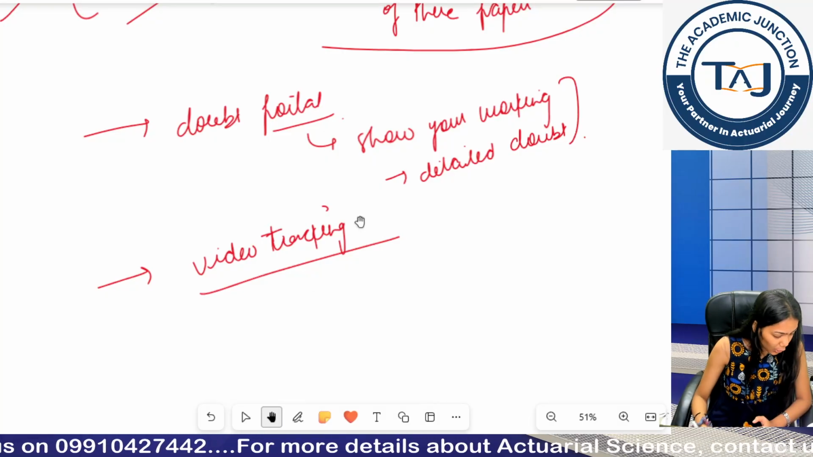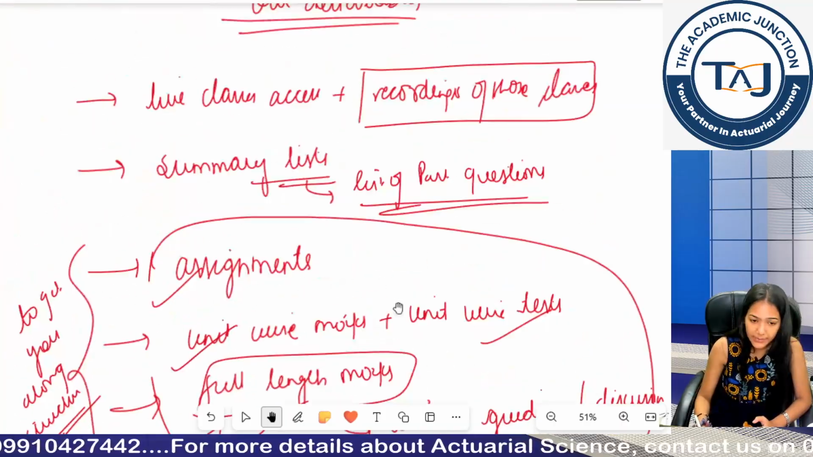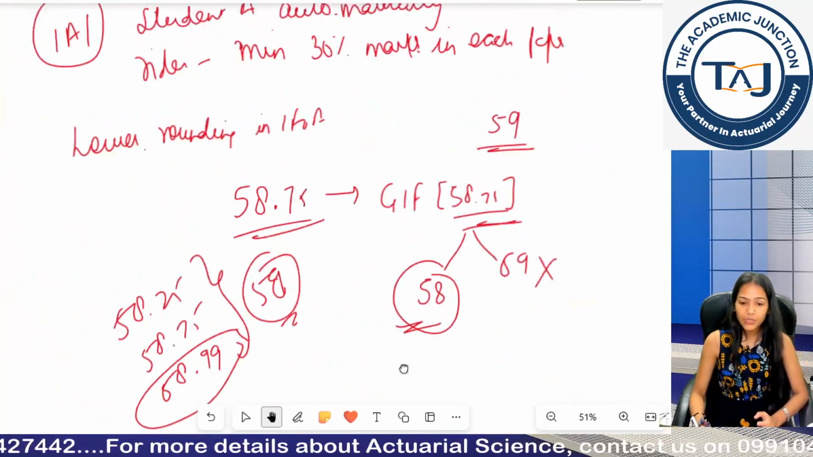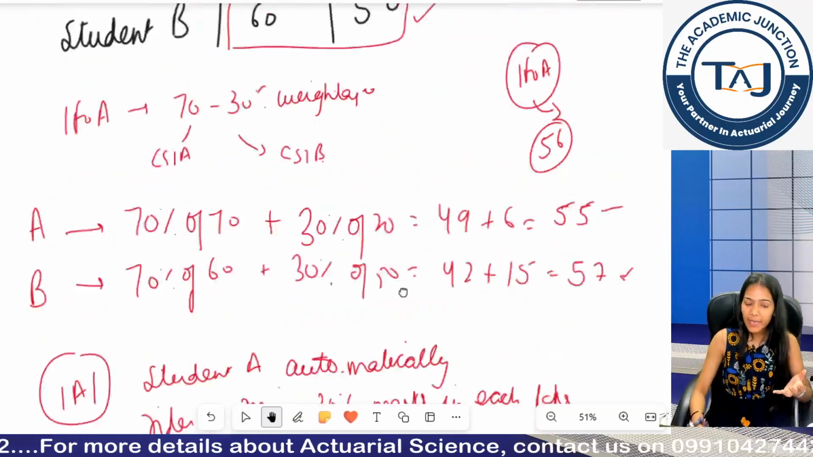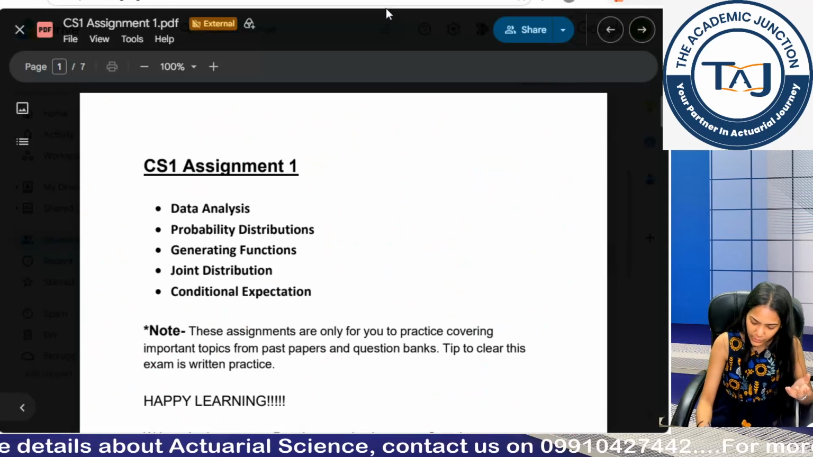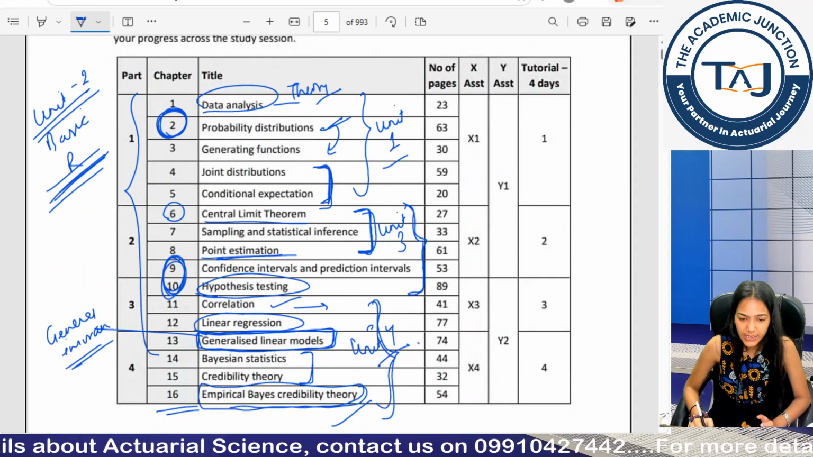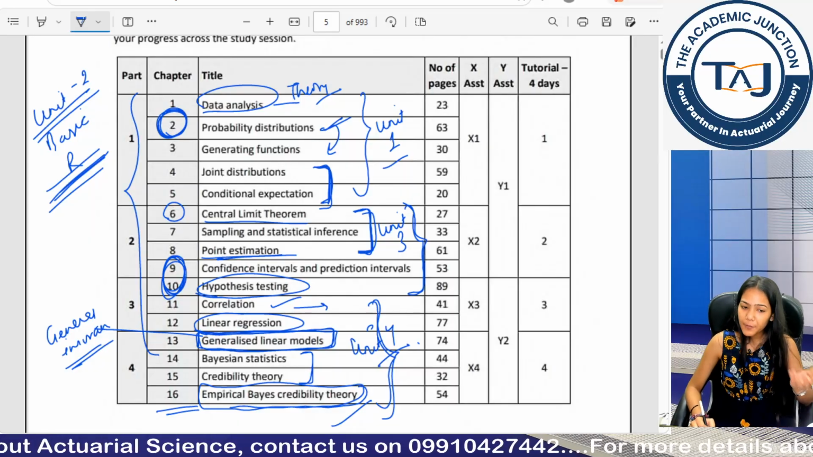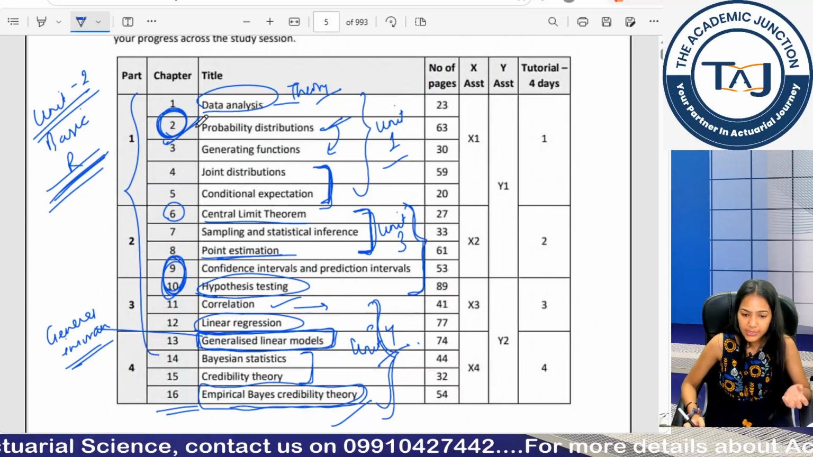So this was all our deliverables for you, and this was all the CS1 structure and the passing structure as well. Then we also move forward to our content of CS1. This was all the content of CS1. We will be starting our first class with probability distributions.